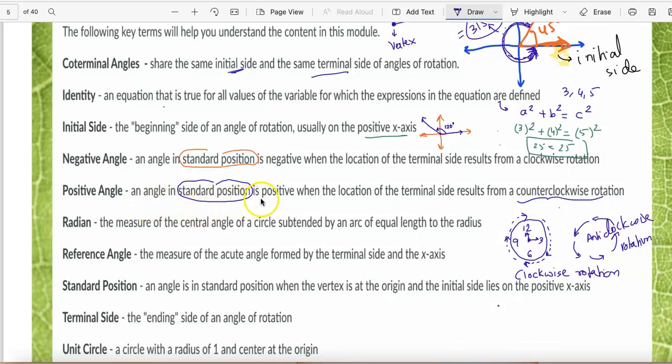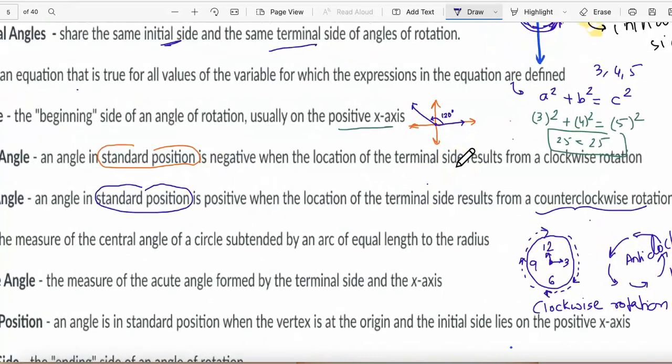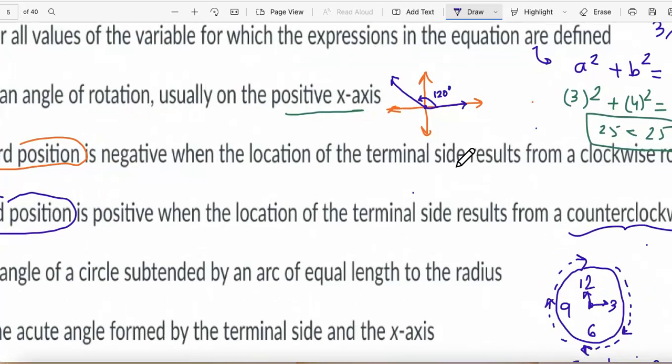Alright, so it says an angle in standard position is positive when the location of the terminal side results from counterclockwise rotation. So now the next question which comes to you is, was the example which I have drawn just now clockwise or counterclockwise? Do keep in mind, clockwise means it should go like this. Counterclockwise means going this side. This means this is an example of counterclockwise, so this angle is positive 120. If I would have drawn an angle going in this direction over here, then that would be my negative angle.